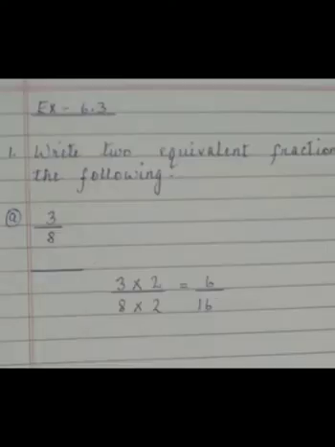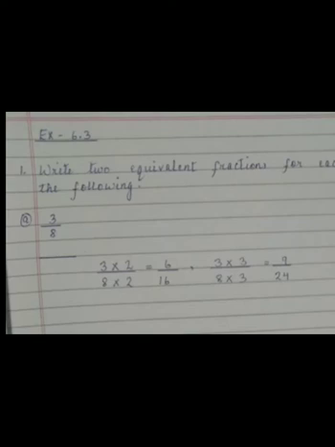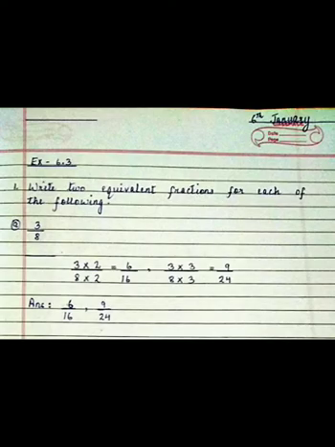The given fraction is 3 by 8. So let's multiply both the numerator and denominator by 2. 3 into 2 upon 8 into 2. 3 into 2 is equal to 6 and 8 into 2 is equal to 16. Put comma and then multiply the fraction by 3. 3 into 3 is equal to 9 and 8 into 3 is equal to 24. So we have two equivalent fractions of 3 by 8, 6 by 16 and 9 by 24. Right answer 6 by 16, 9 by 24.